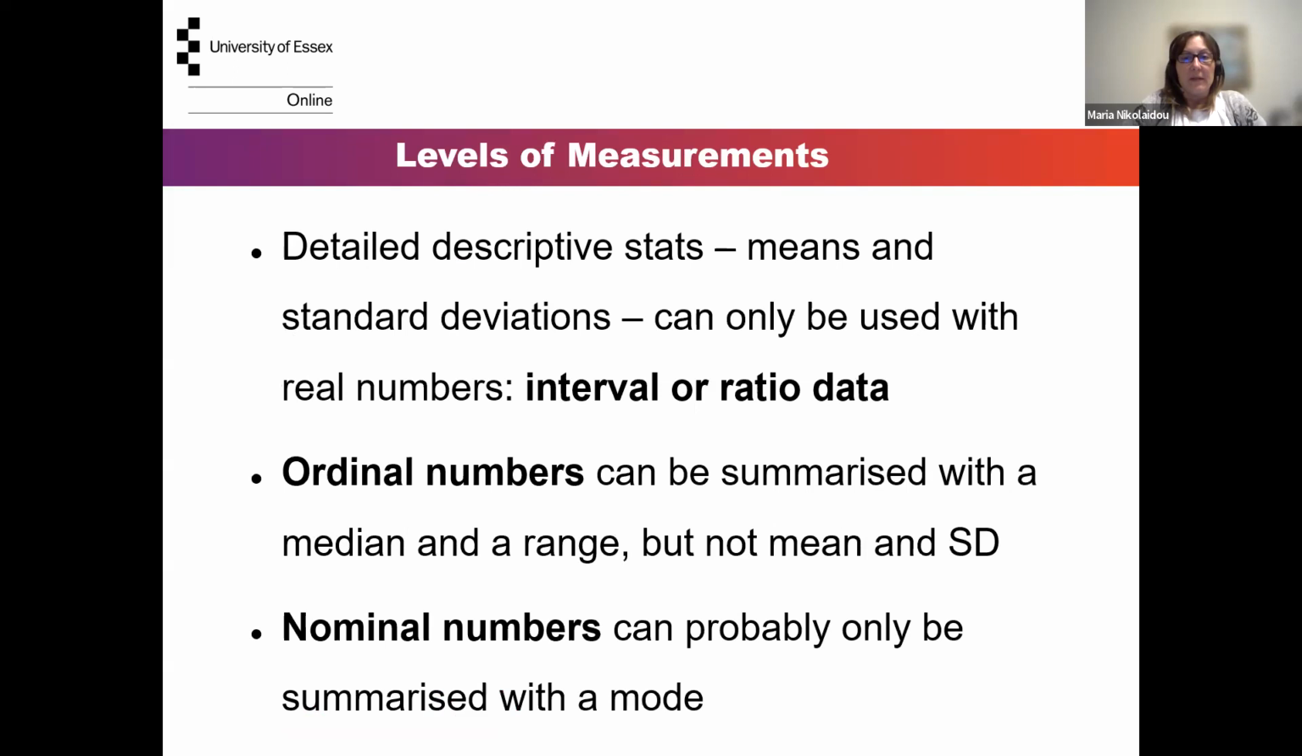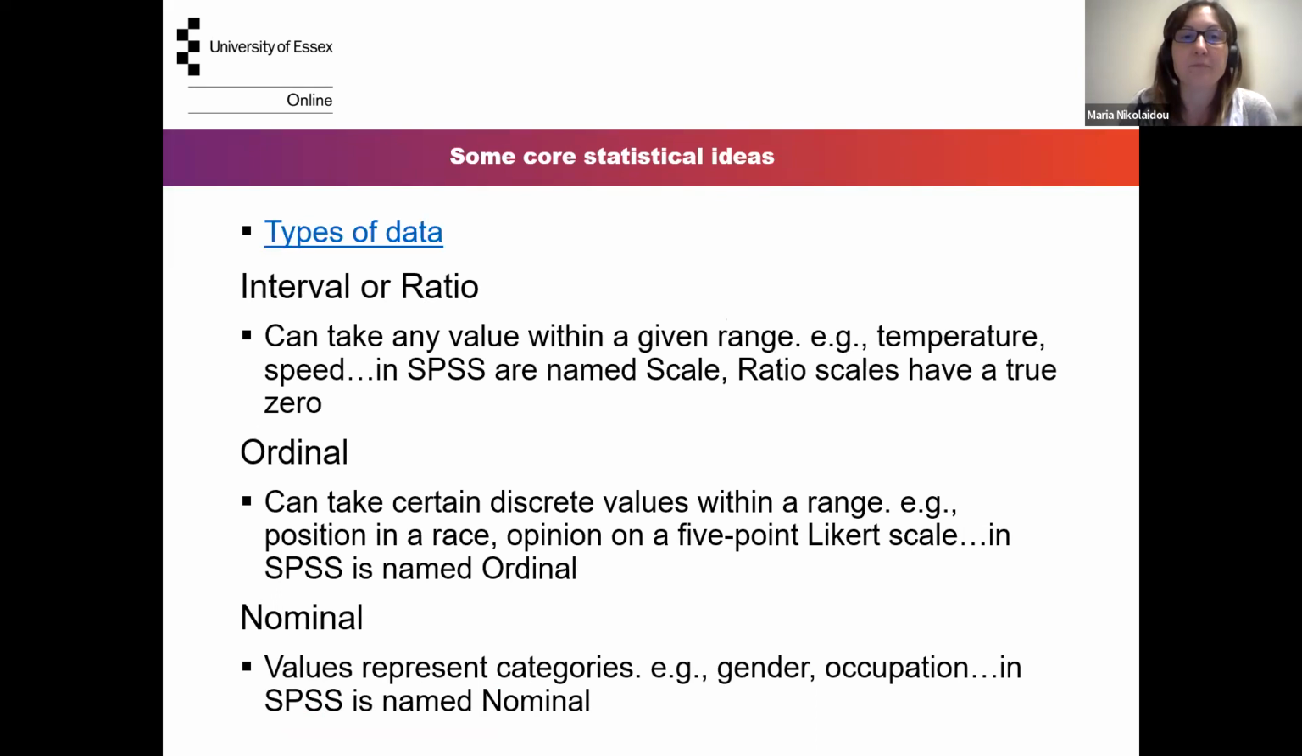So detailed descriptive statistics, means and standard deviations can only be used with real numbers, such as interval or ratio data, whereas ordinal numbers can be summarized with a median and a range, but not mean and standard deviation. And nominal numbers can probably only be summarized with mode.